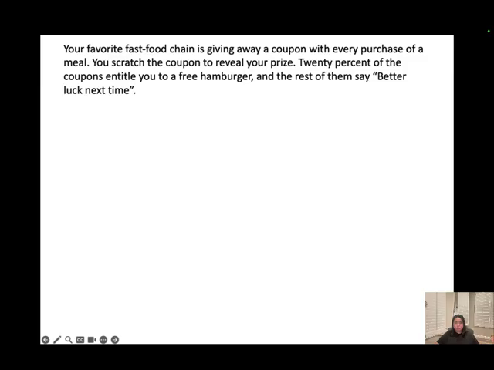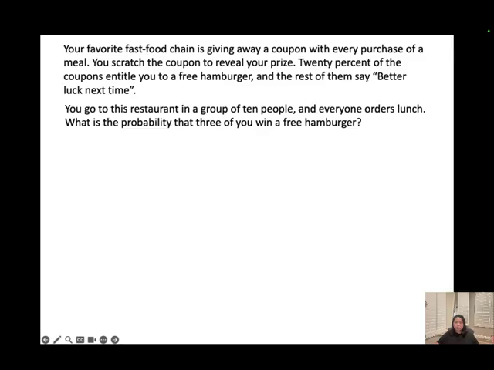Your favorite fast food chain is giving away a coupon with every purchase of a meal. You scratch the coupon to find out your prize. 20% of the coupons entitle you to a free burger, and the rest of them say "better not next time." You go to this restaurant with a group of 10 people, and everyone orders lunch. What is the probability that 3 of you win a free burger?